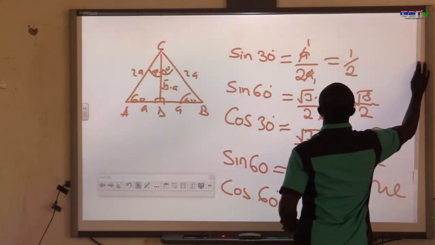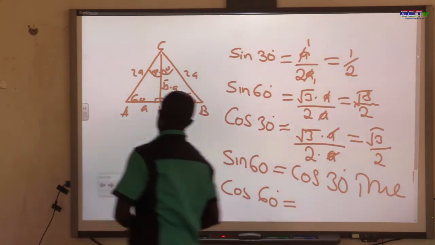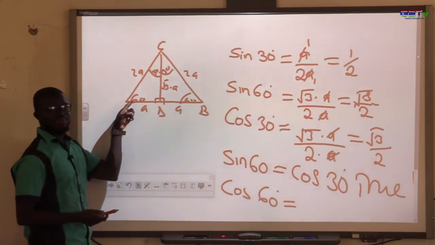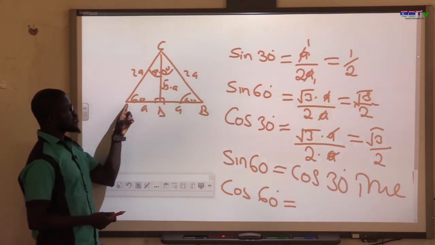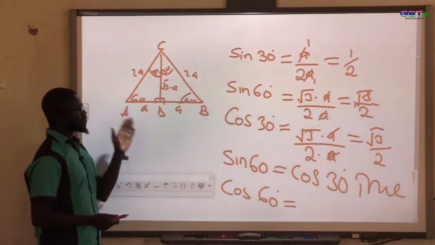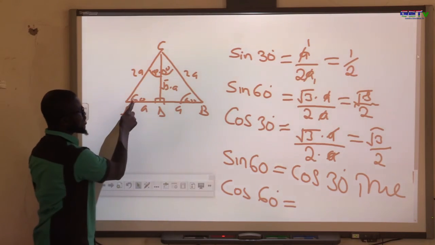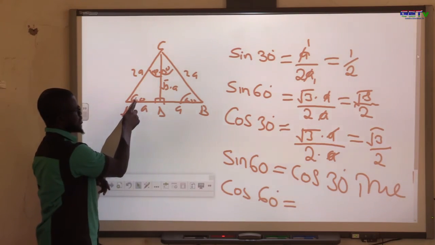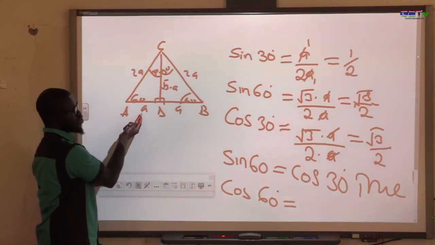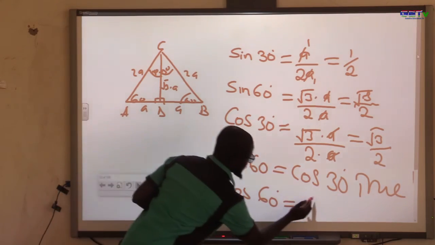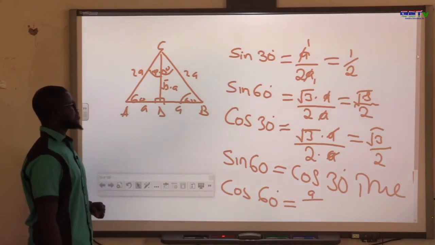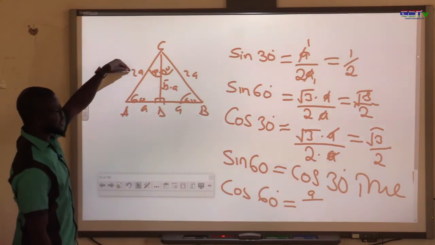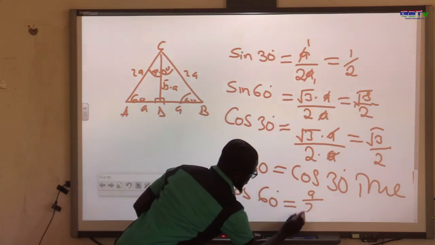Now, if you look at the diagram again, we want to consider 60 this time around from the same right angle triangle, ADC. Cos 60 equals to the adjacent all over the hypotenuse. What is going to be the adjacent to this angle? The adjacent to angle 60 is going to be A. We put A all over. What would be the hypotenuse? The hypotenuse is going to be 2A.